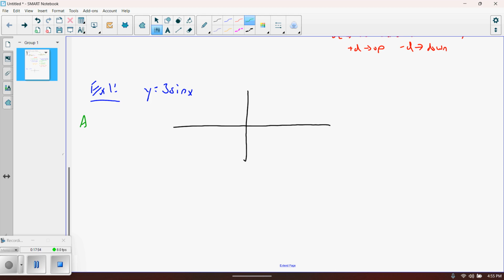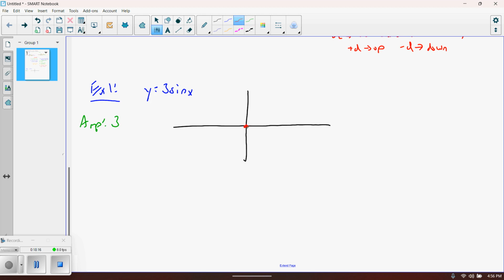The amplitude is going to be 3. So really all that's going to do is stretch the sine function up and down so that the maximum now is 3 units away from the midline, and the minimum is 3 units away from the midline. The sine function will start in the same place. It's going to start at 0.